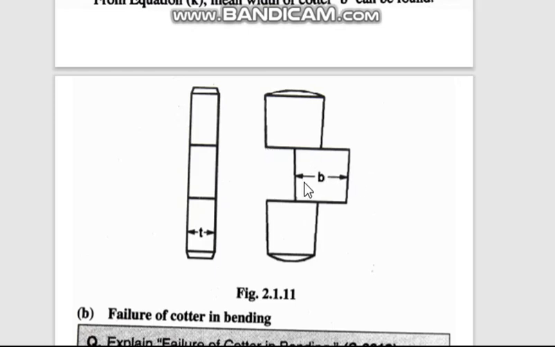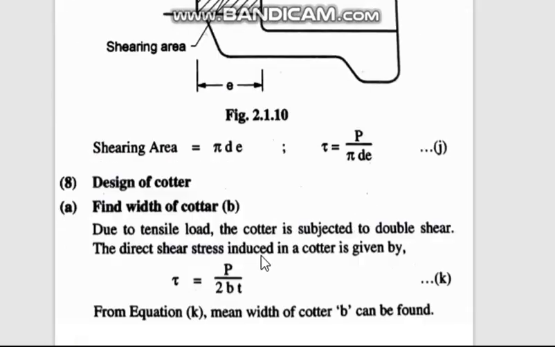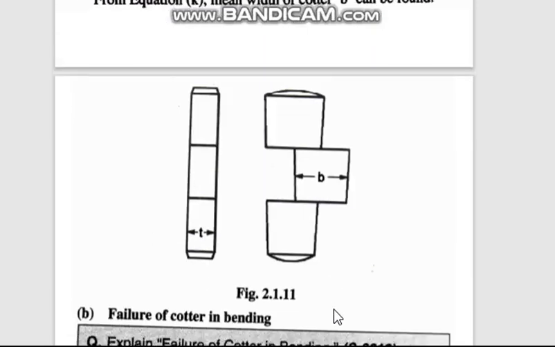You see, when it is pulled like this, this much piece is coming off, so it is shearing here also and here also. What will the shearing area be? It will be 2 times B into T. So that is the shearing equation. We are considering the failure of Cotter in double shear. Okay, shear stress induced will be load upon area. Load upon area is 2 into B into T. So T is known, P will be given, tau will be given, only unknown is B. So from this B can be found out.